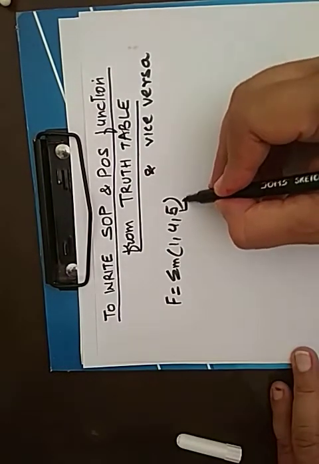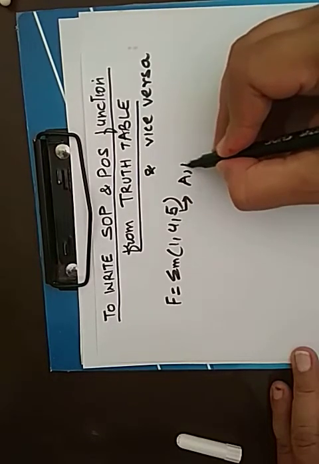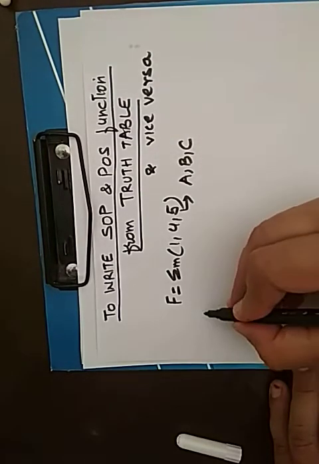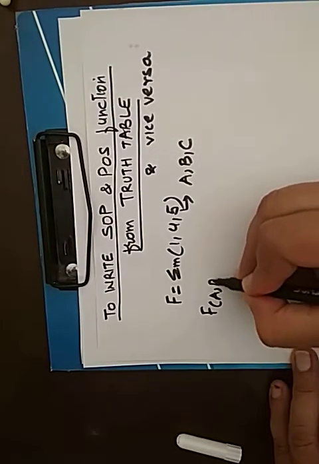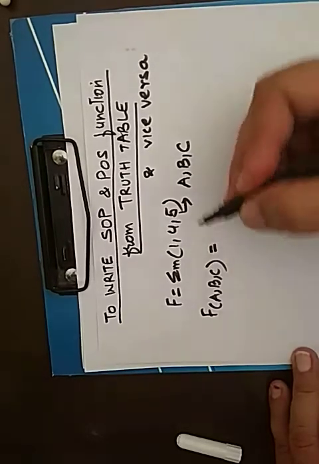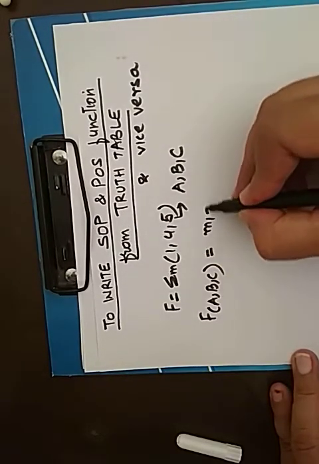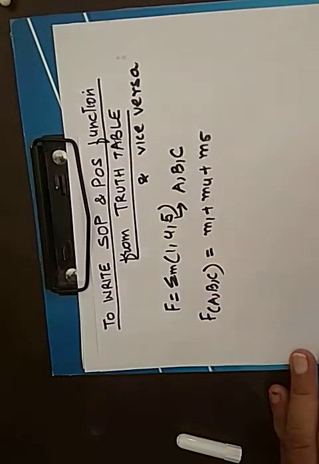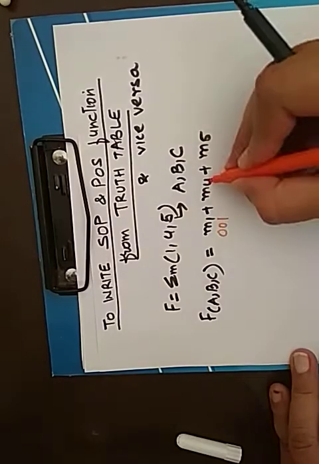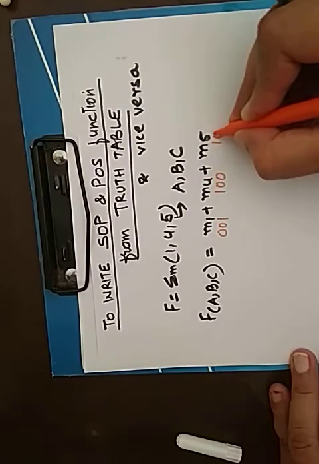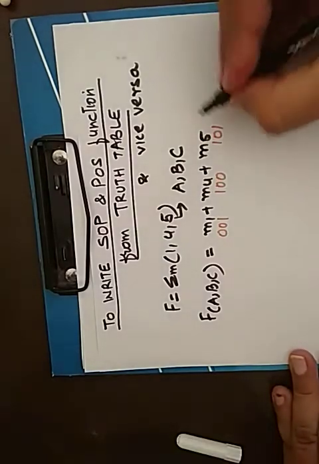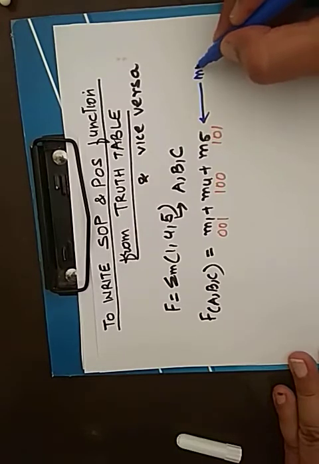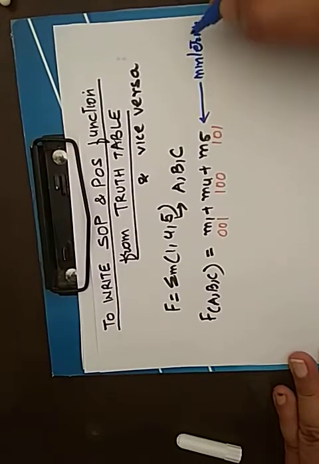Now this 5 shows that it is a 3 variable function. You may call it A, B, C or x, y, z, whatever. It is nothing but m1 plus m4 plus m5. And what is 1? It is 0, 0, 1. 4 is 1, 0, 0. 5 is 1, 0, 1. And what are these? Are these max terms or min terms? These are min terms, small m.